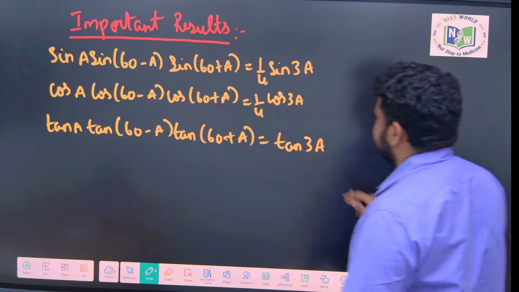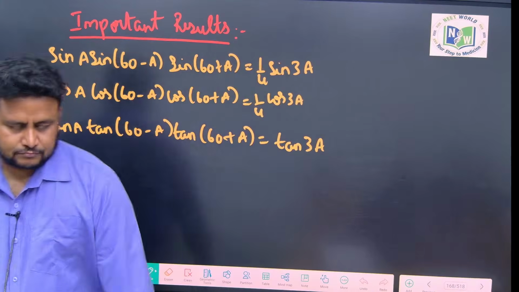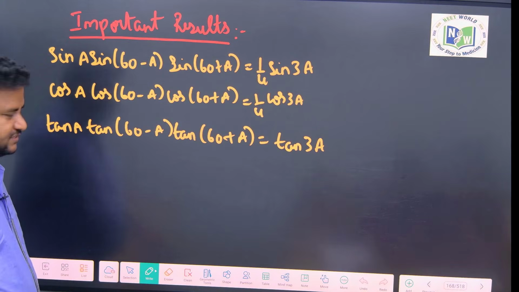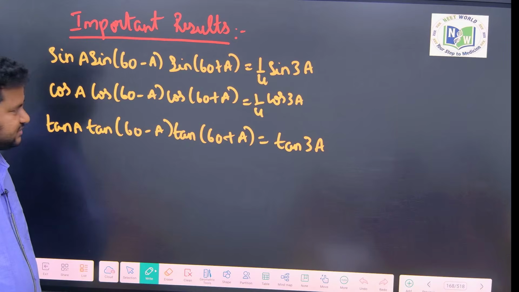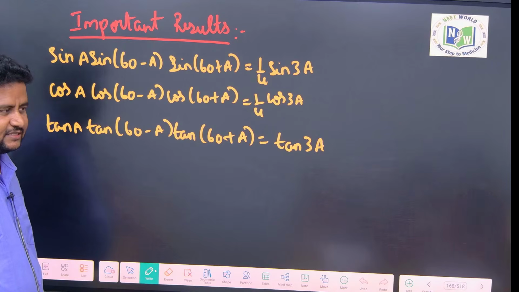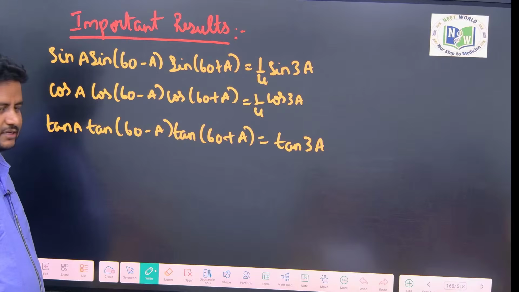This is a very important result. So please observe. If it is given sin a, sin 60 minus a, sin 60 plus a, then the value is 1 by 4 sin 3a. If it is given cos a, cos 60 minus a, cos 60 plus a, then the answer is 1 by 4 cos 3a.